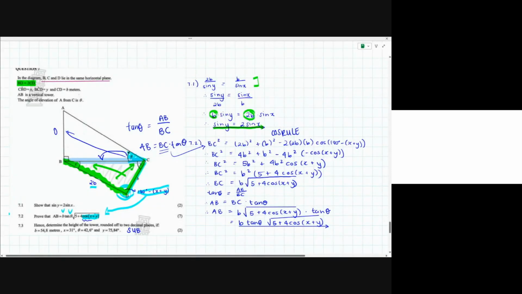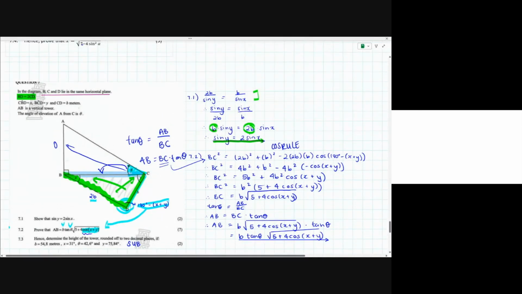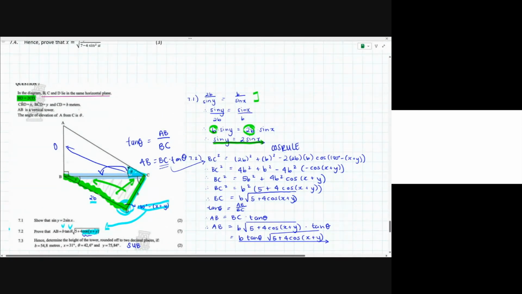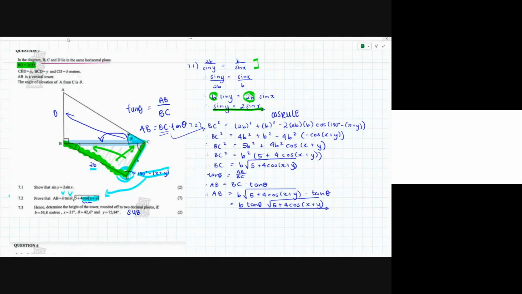Obviously separate words, but you know what I mean. So I'm using the cos rule. Just substitute in, get all of that. And then once you actually have BC in terms of the X, Y, and B, you can see that you now have part of the expression.